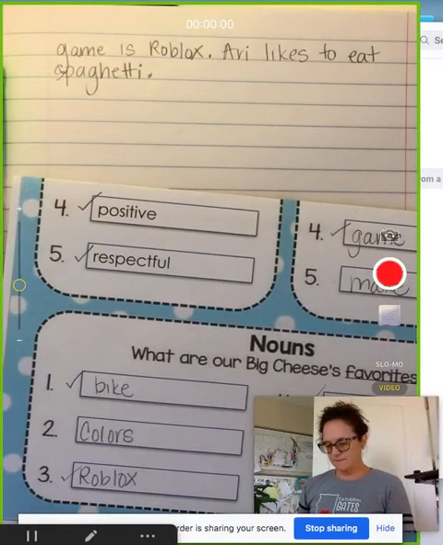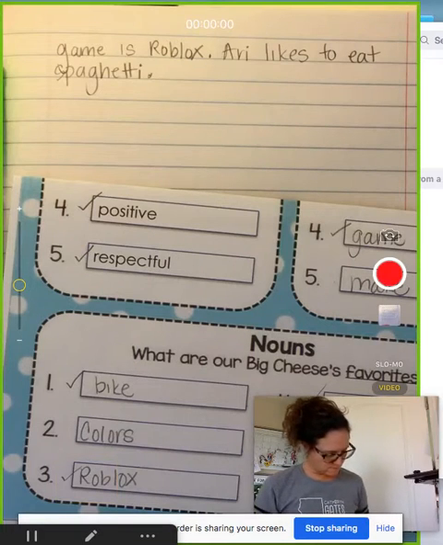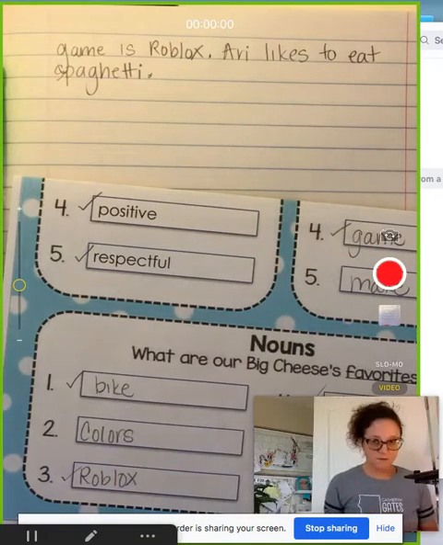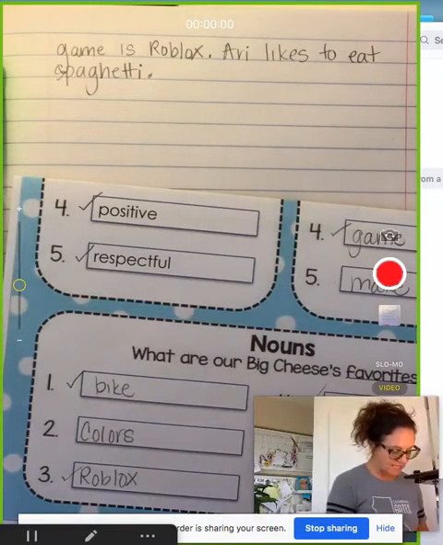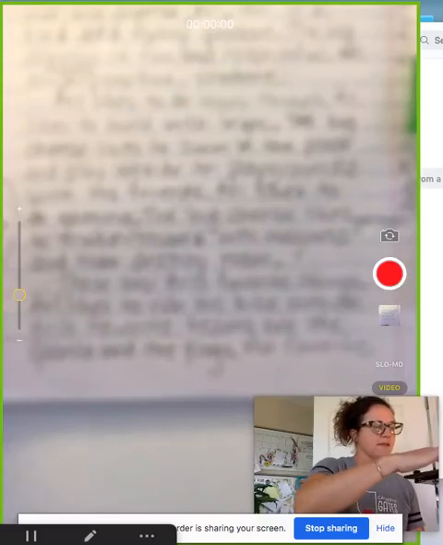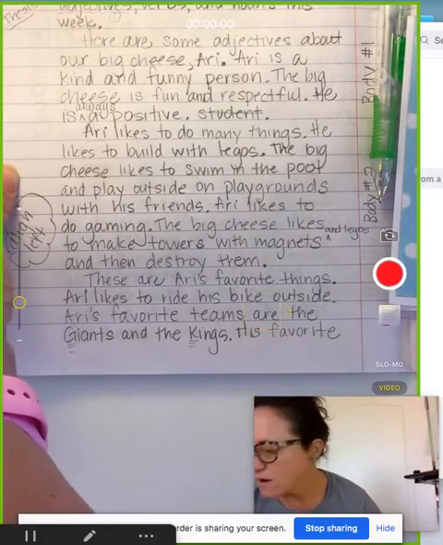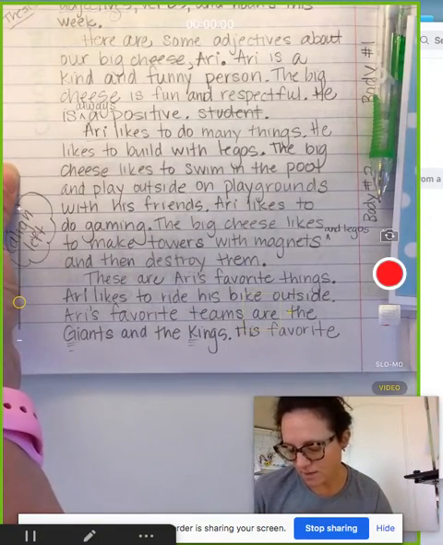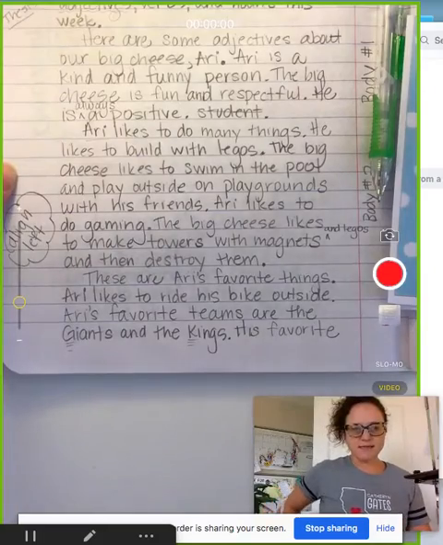Where are you, Valentina? I'm just at Ari's favorite word is going to be riding his bike outside. Ari. What else? His favorite. Did you write Ari's favorite teams are the Giants and the Kings? No. Okay, write that down. Ari's favorite teams are the Giants and the Kings. So, Val, instead of sending you a picture, I'll just help kind of go back and forth so you get all caught up, okay? Ari's favorite teams are the Giants and the Kings.